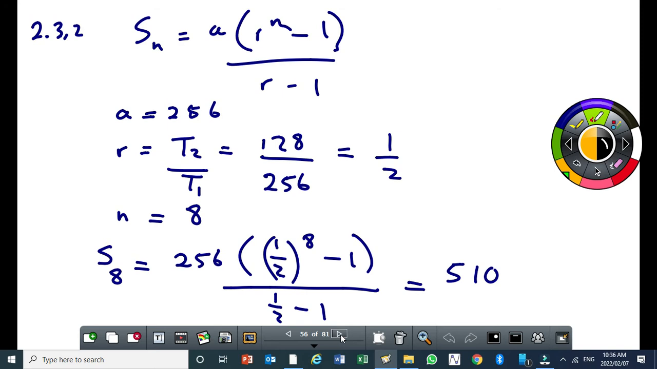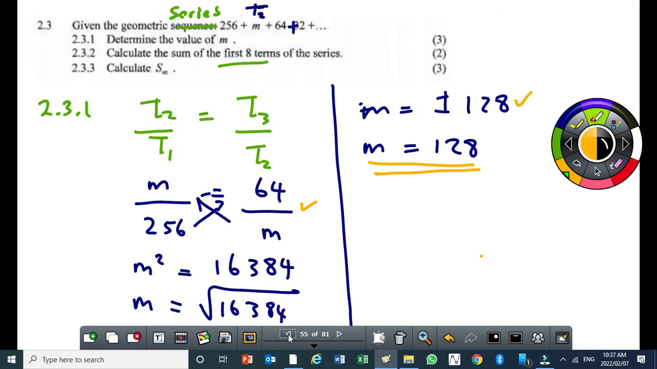Okay. Then the second question, it says calculate the sum of the first 8 terms of the series. The sum of the first 8 terms.